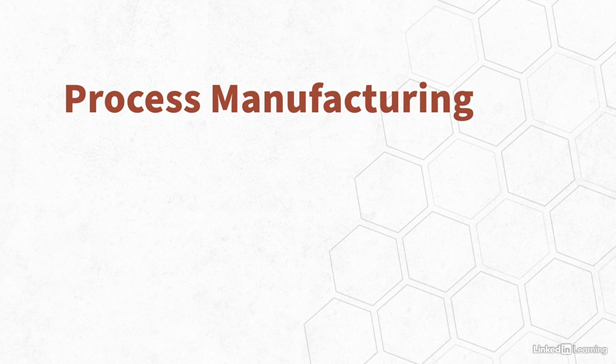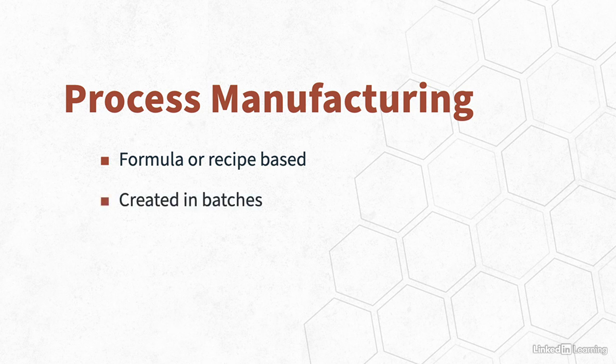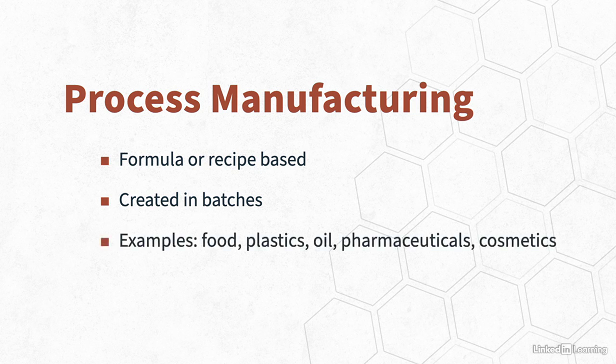Process manufacturing is unique because it requires following a recipe or a formula that utilizes raw materials. And these products are created in batches. A good way to recognize products that have been made using process manufacturing is that once it's been produced, it cannot easily be disassembled into the materials used to make it. Often, they'll be in a liquid form. Examples of goods produced using process manufacturing include foods or beverages, plastics, oil, pharmaceuticals, or cosmetics.